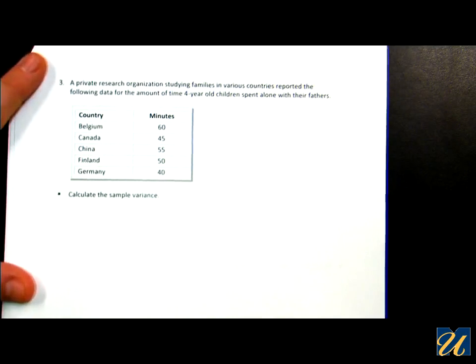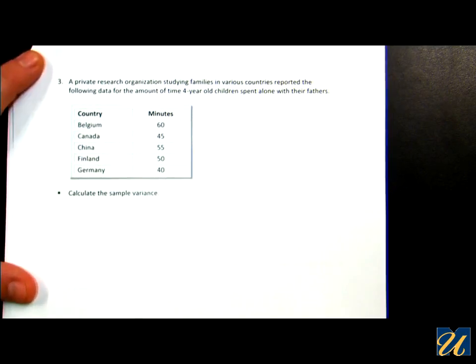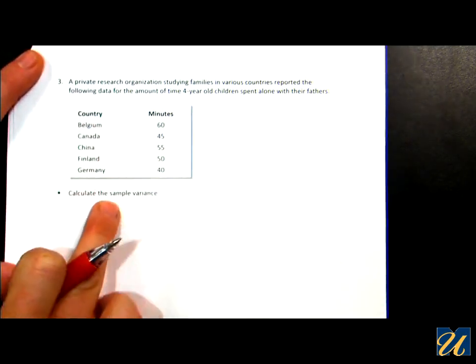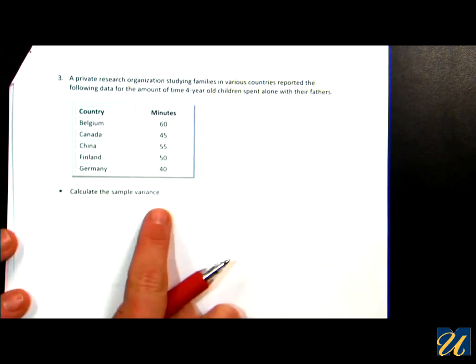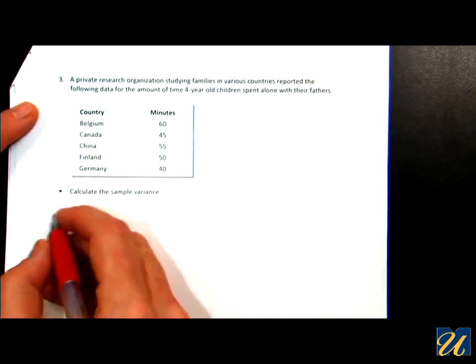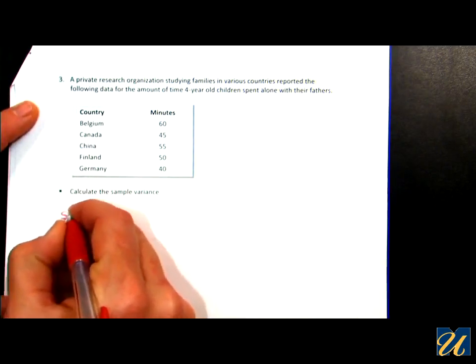Now, a private research organization studying families in various countries reported the following data for the amount of time 4-year-old children spent alone with their fathers. So you have the different countries, and then you have the amount of time spent with the children. Calculate the sample variance. So to calculate the sample variance, we write down the formula.